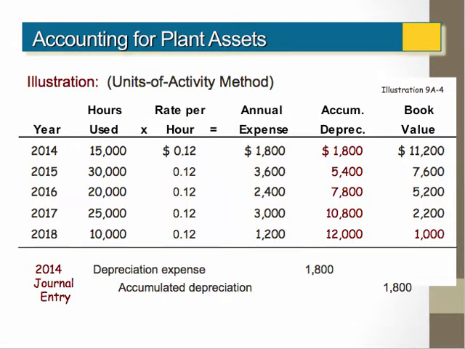So what happens here is that we need to know how much we've used this asset. So if we've been driving the truck for 15,000 miles, we would take 15,000 times 12 cents. And we would take the depreciation. We would do the next year if it was 30,000 times 12 cents or 20,000 times 12 cents. But ultimately, we stop taking depreciation when the book value equals the salvage value.